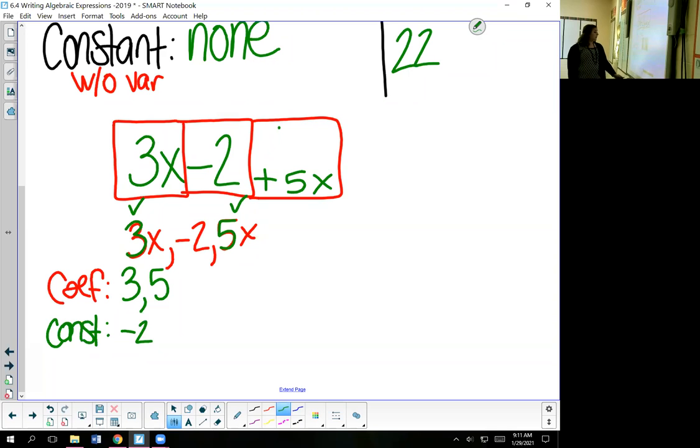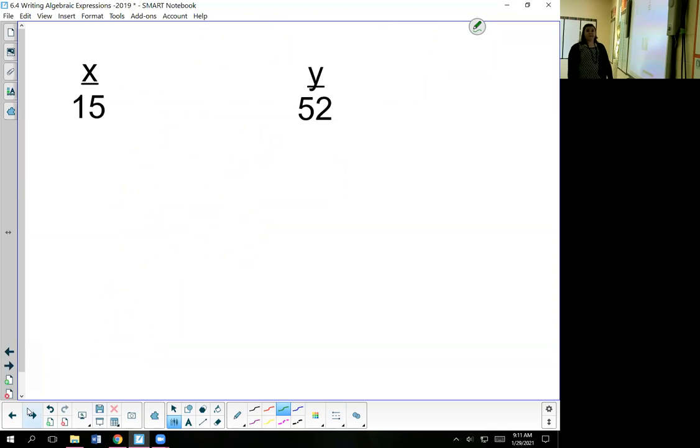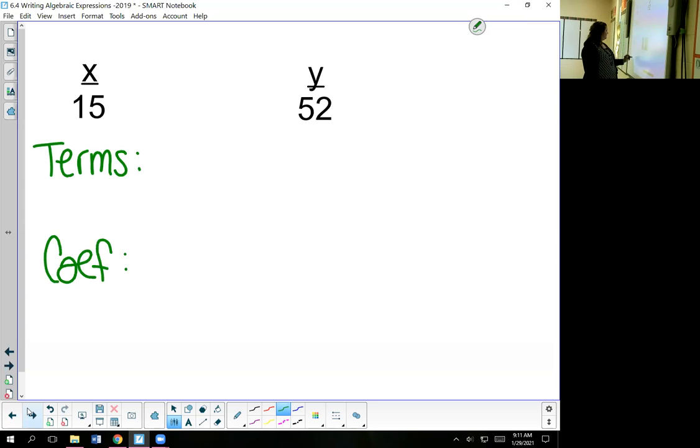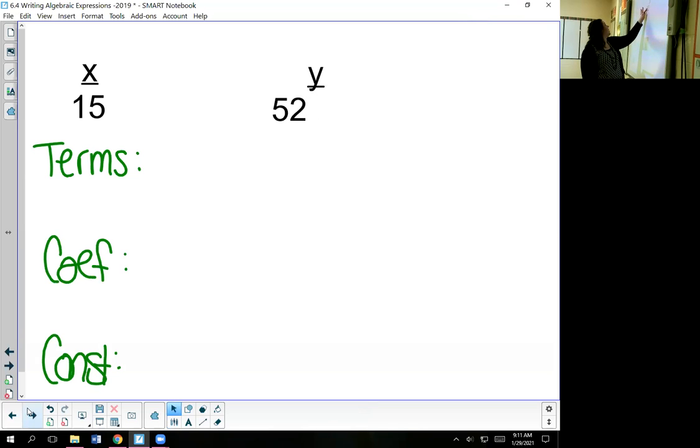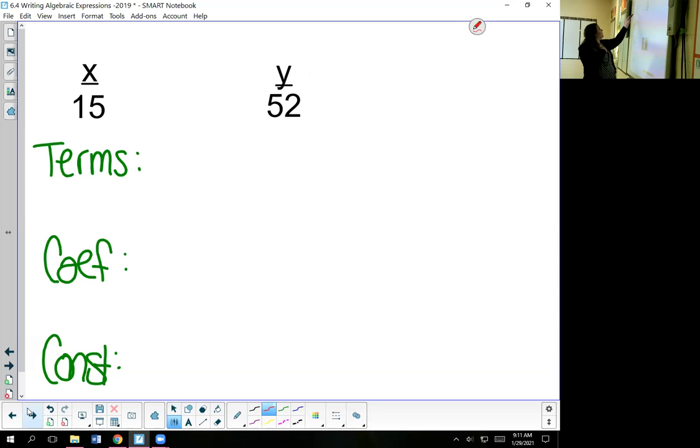Okay. Last but not least, the hardest ones are these. Okay, you're like, what do you mean? How's this hard? Well, here we go. This is our last 2 different ones. So we have terms, coefficient, constant. Now I'm not writing out the whole word this time because you should be able to get used to my little lovely chicken scratch. Okay, here we go. This one.